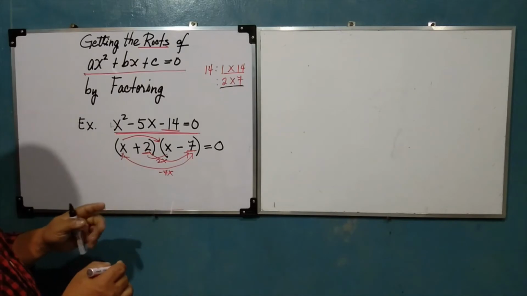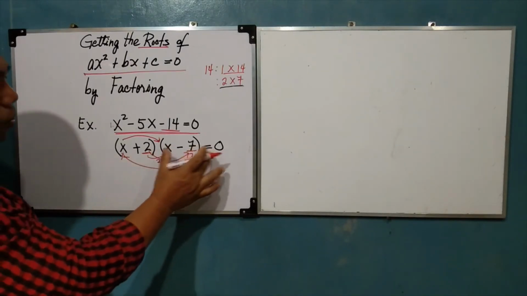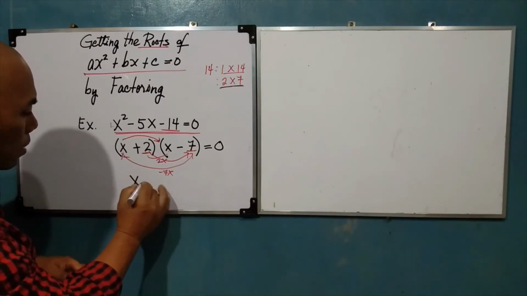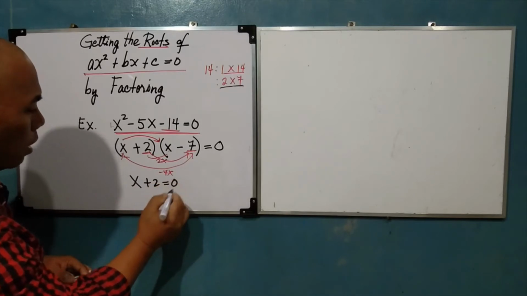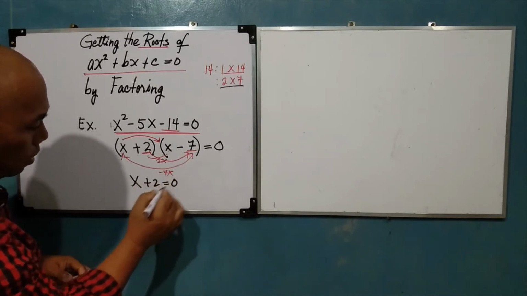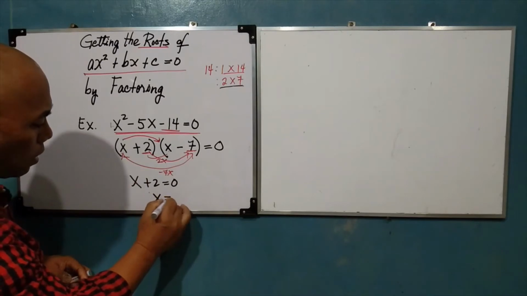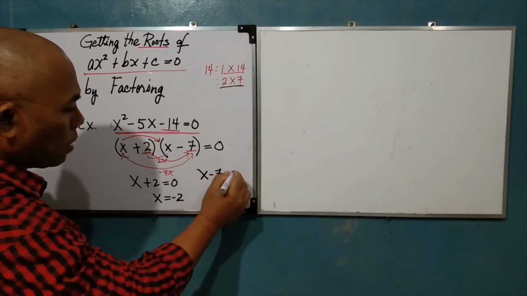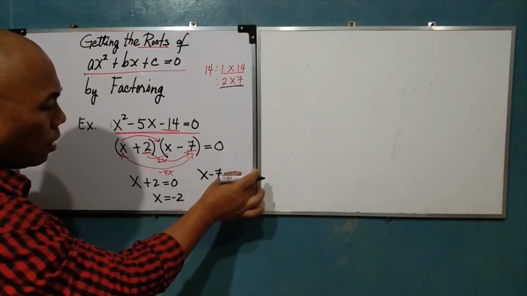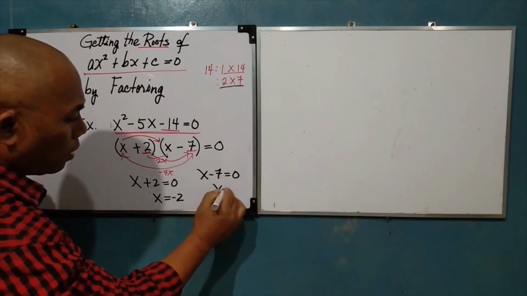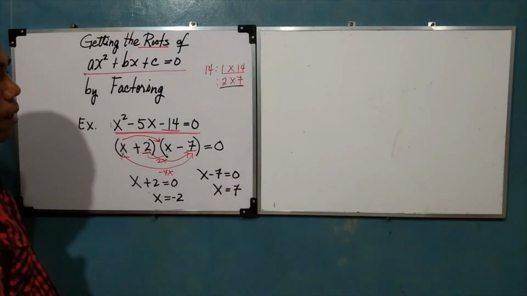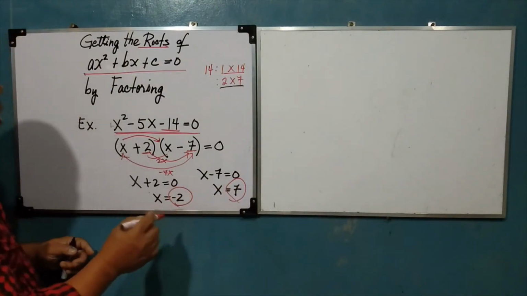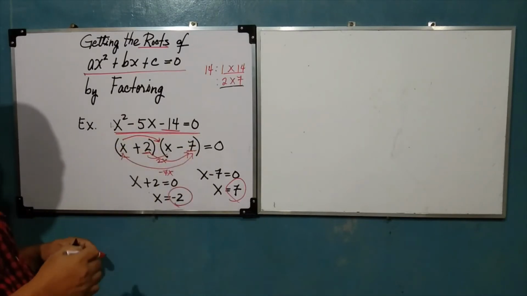But our goal is to get the roots. Now, equate its factor by 0. Okay? So, you have x plus 2 equals 0. Then, transpose this to the other side. Changing the sign, you have x equals negative 2. Then, for this, you have x minus 7 equals 0. Transpose this to the other side and change the algebraic sign, so you will get x equals 7. So, these are the roots of this quadratic equation.